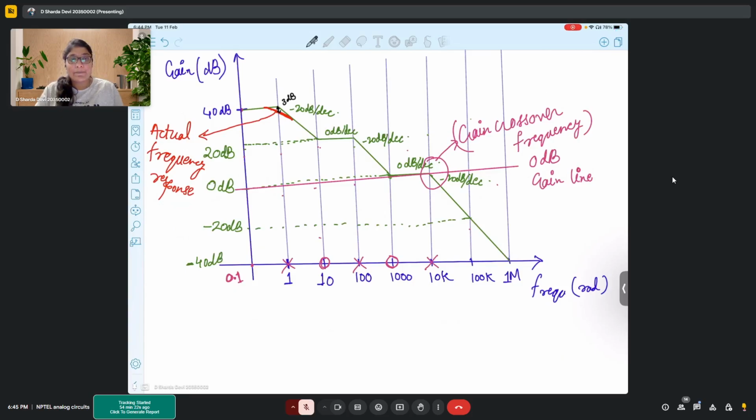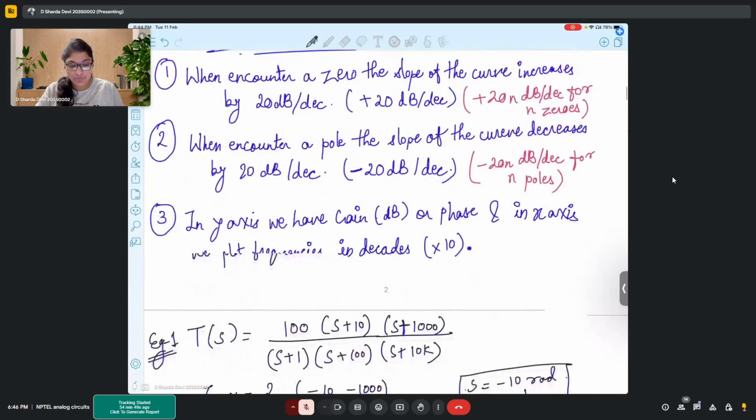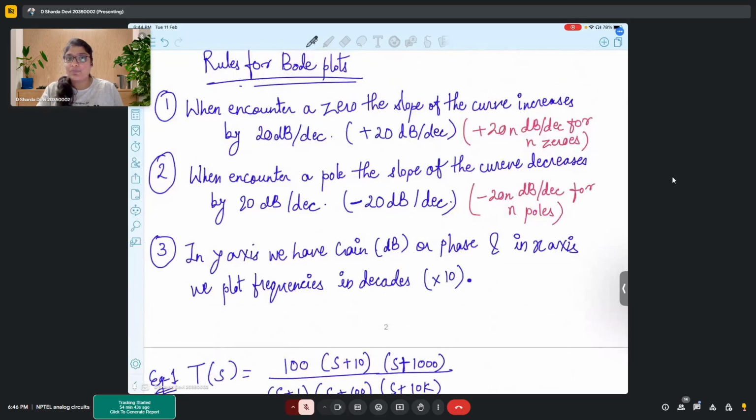Ma'am, in assignment 3, there was a question where the slope of the Bode plot wasn't mentioned. Then how to solve it? Something must have been given, right? So slopes are, see, if you have a single pole, then the slope will change by minus 20 dB per decade. If you have a zero, the slope will change by plus 20 dB per decade. That is fixed. Any Bode plot which has been plotted uses this particular condition.